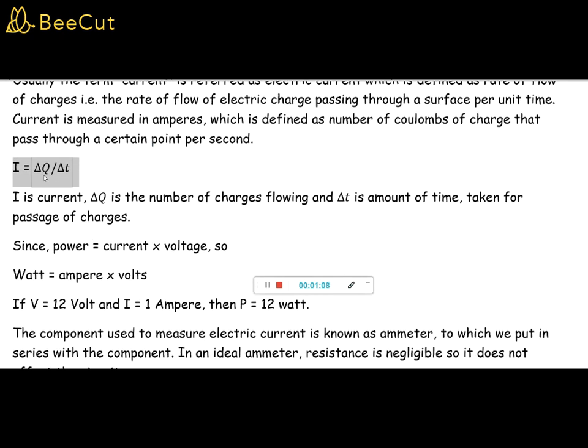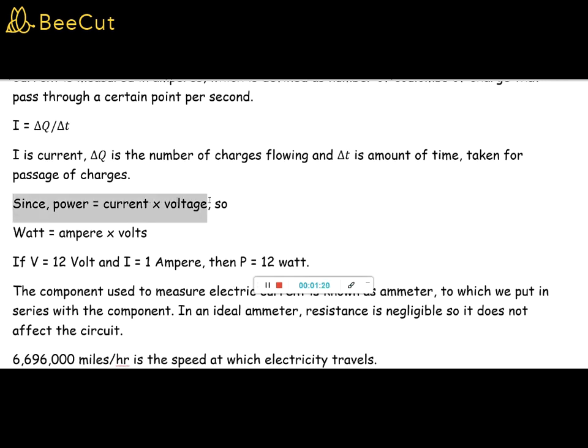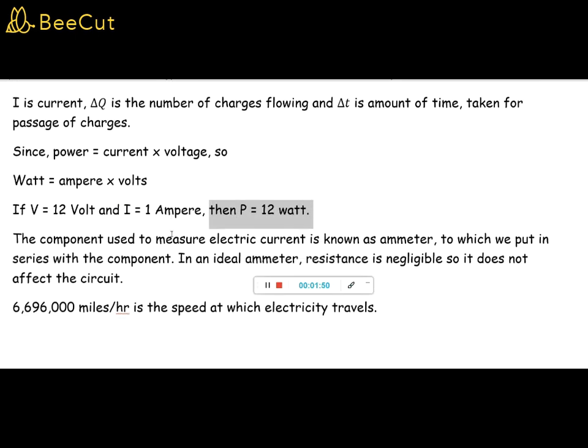Since the unit of charge is coulomb and of time is second, definitely the unit of current is amperes. And here the current is related to the power. Power unit is watt, ampere is the unit of current, and volts are the unit of voltage. So if you are given the current and the voltage, then it's easy to find the power in that circuit. For example, if V is given and I is given, simply put them in the above formula and you will get the power.